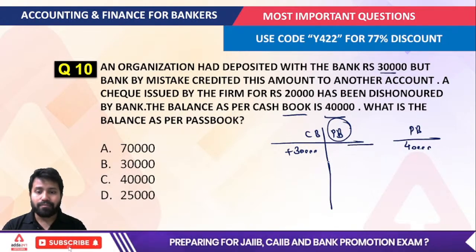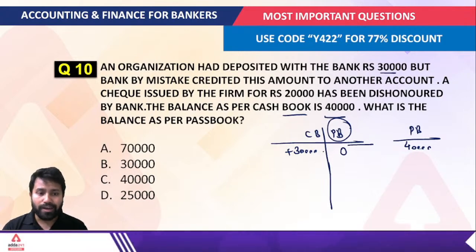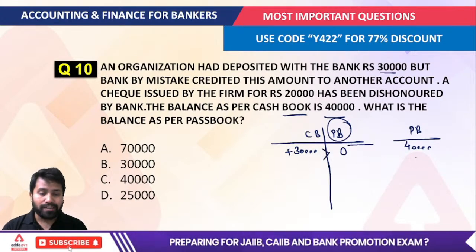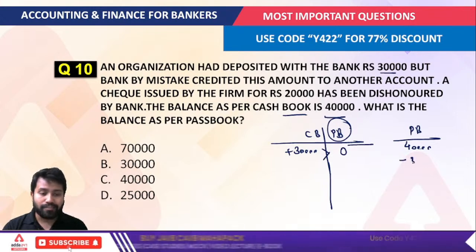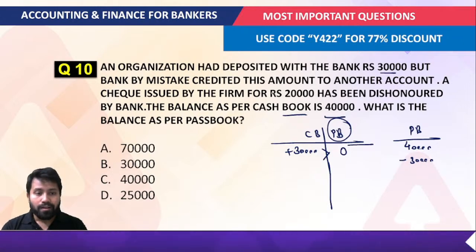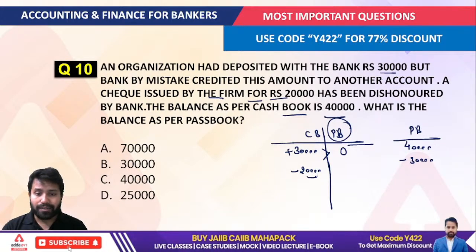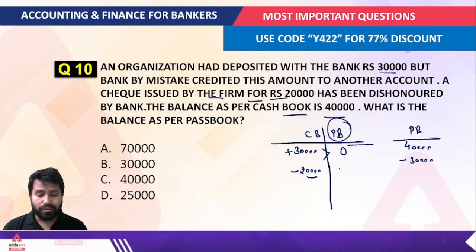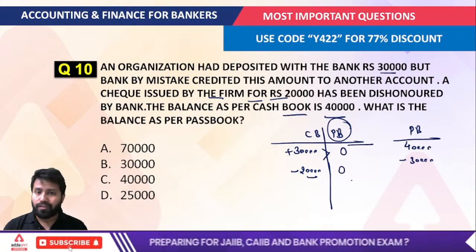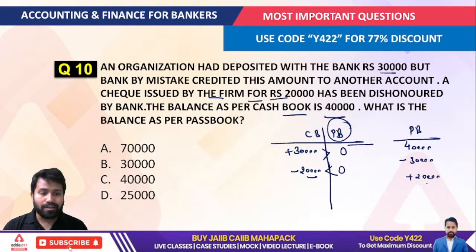But in the bank statement, because the bank by mistake credited this amount to another account, this would reflect as zero. If it is reflecting as zero, passbook balance is lesser than the cash book, so this would be subtracted from the 40,000. Now a check issued by the firm for 20,000 has been dishonored by the bank. That means again this would reflect as zero. For this, the passbook balance is greater than the cash book, right?